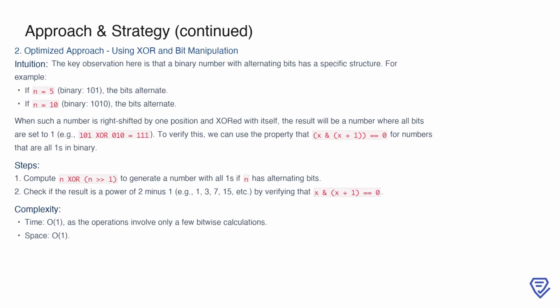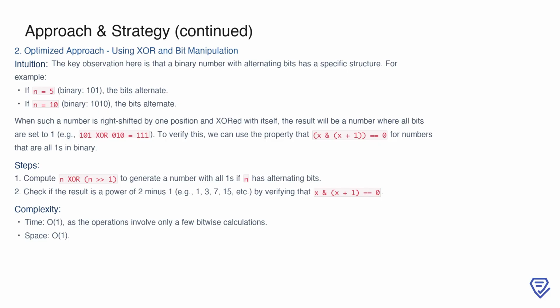A more efficient way to solve this problem is through an optimized approach that utilizes XOR and bit manipulation. The key insight here is recognizing a unique pattern in numbers with alternating bits. For example, if n is 5, its binary form is 101, which alternates perfectly. Similarly, for n equal to 10, the binary form is 1010.